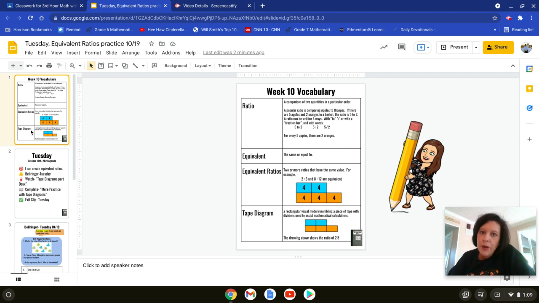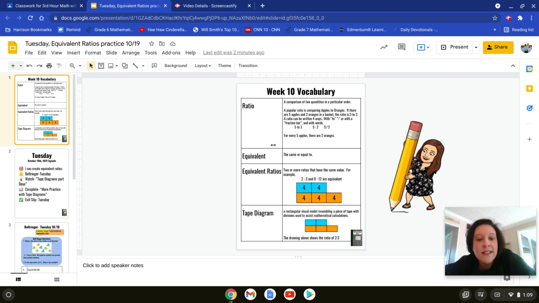And this time, we're not necessarily using tape diagrams, but if you like them and you understand them and you want to use them, I strongly encourage you. Remember, a tape diagram shows the ratio with boxes, and it's a great way to show that the same number is in all the boxes.